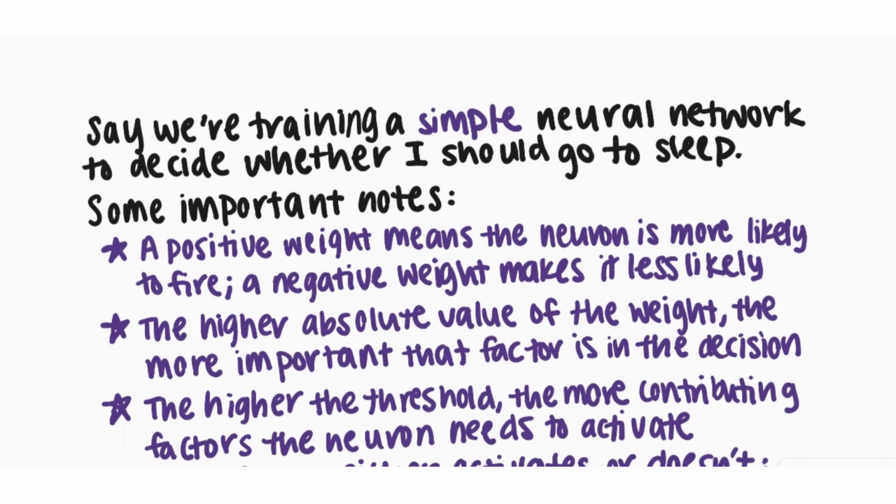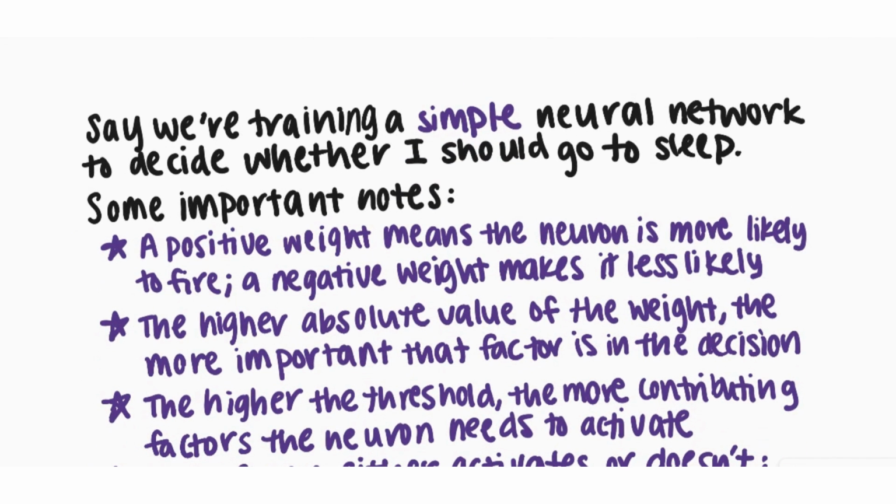Let's say we're training a simple neural network to decide whether I should go to sleep. Now, I have to emphasize simple because this network just has 4 neurons, whereas, again, networks used by researchers in real-life applications can have thousands or even millions of neurons.